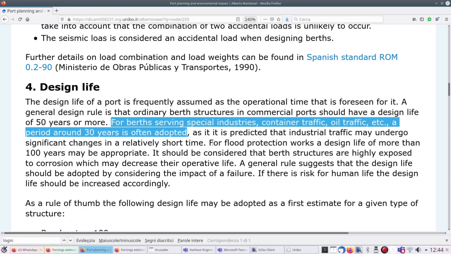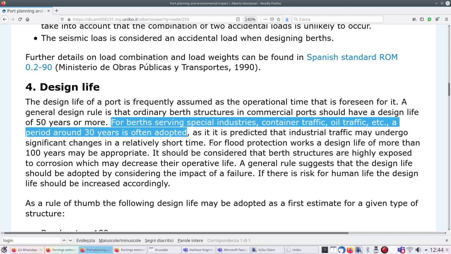For flood protection works, the design life is increased, and it's increased because typically floods are concerning for the human life, and therefore for flood protection we usually increase the design return period. Also, we have to consider that berth structures are highly exposed to corrosion, which may decrease the operative life, and therefore when a structure has a shorter operative life, it means that it has to be renewed. And again, we can lower the design return period unless there is risk for the human life.